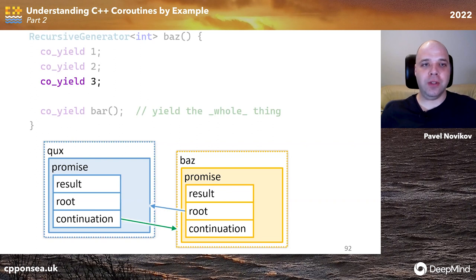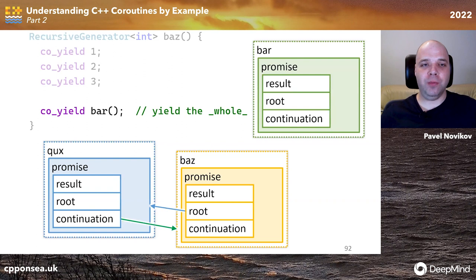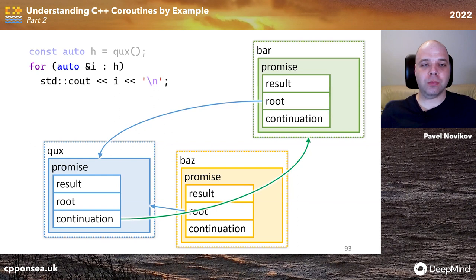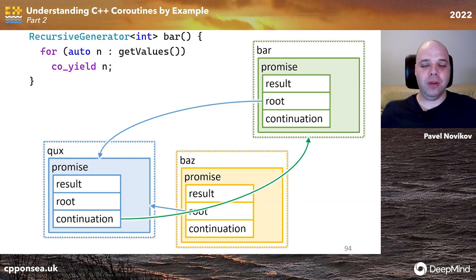We yield the next value, and the next value that we want to yield is another whole generator. At this point, another coroutine frame for the coroutine bar is created. And since we are yielding the whole generator object, we have to rearrange the connections. We say that bar knows what the root of the chain is, and we reassign the continuation to be the bar generator. We again try to get the next value. We go straight to the continuation, in this case the bar generator. We yield all the rest of the values from that generator.